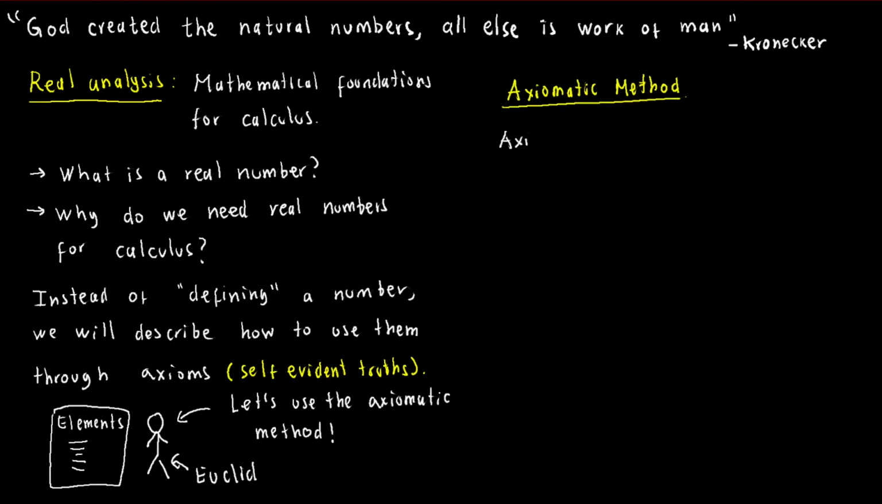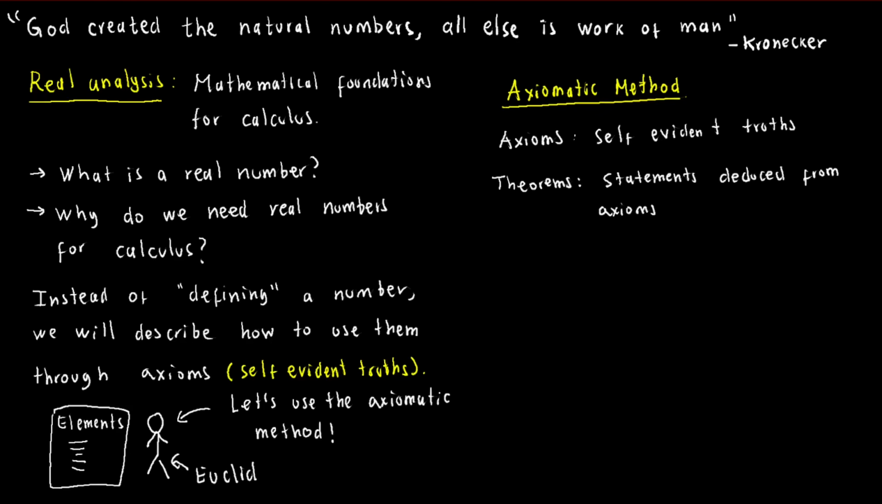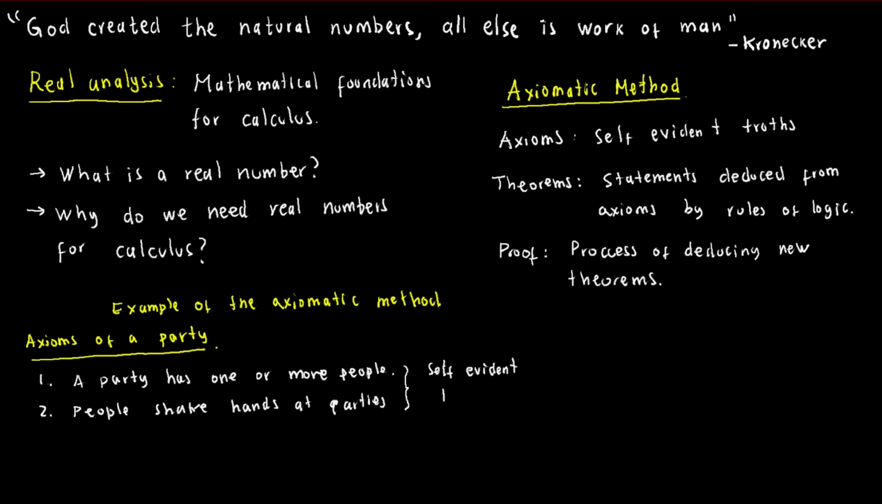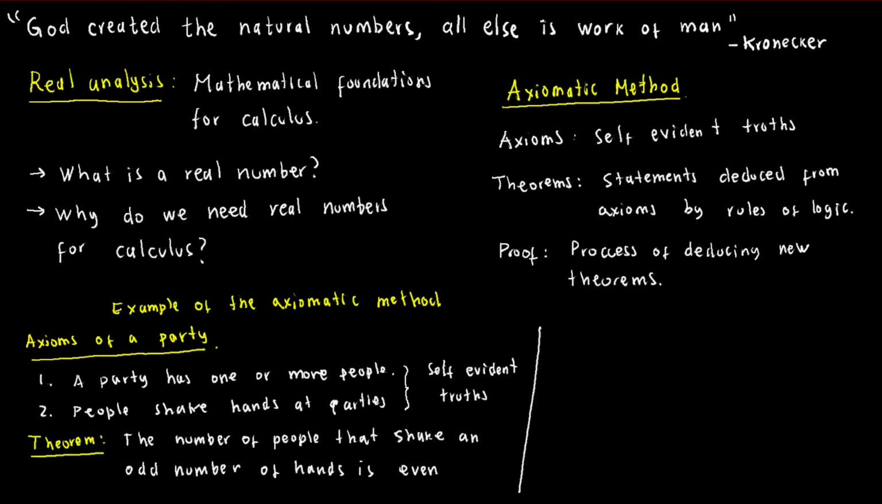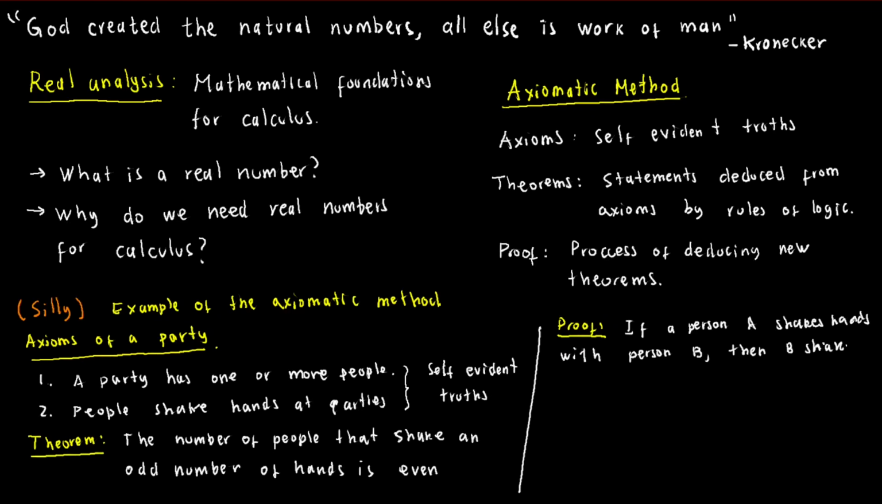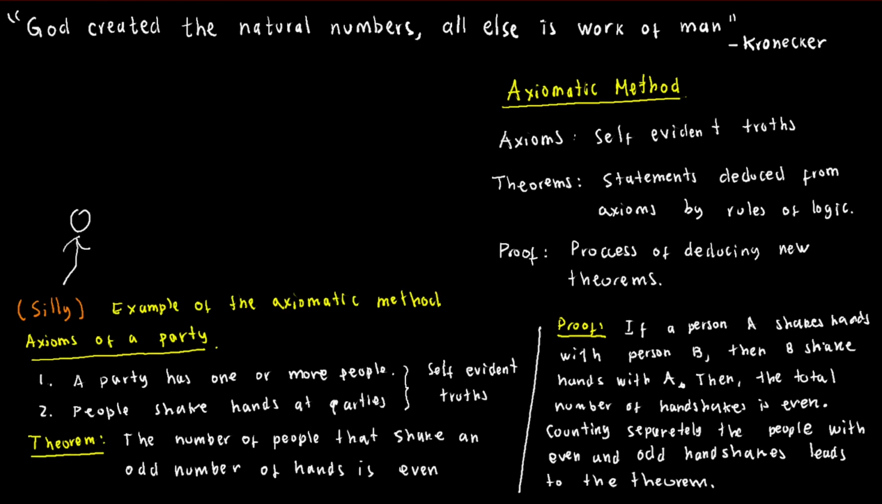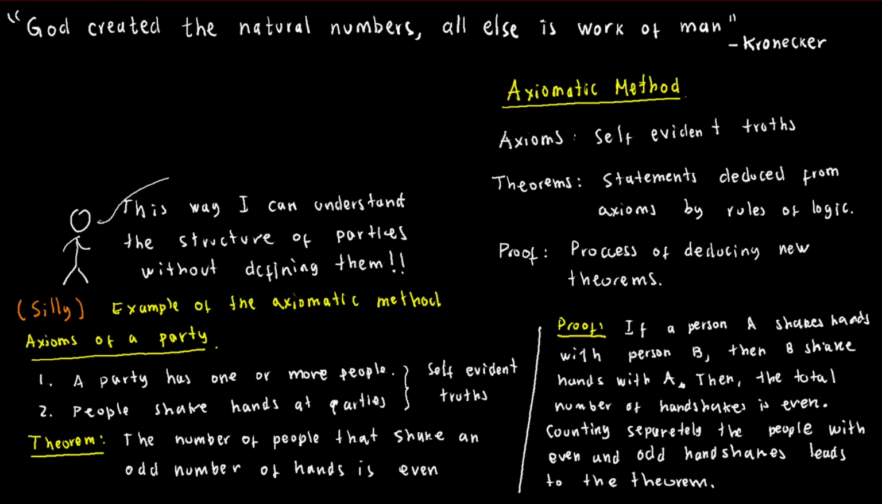By using these axioms and the rules of logic, mathematicians can derive new truths about the mathematical object of interest. Those new truths are called theorems, while the process of asserting the validity of new theorems is called a proof. The axiomatic method allows mathematicians to explore the fundamental properties of numbers and their operations without being bogged down by the philosophical complexities of defining them.